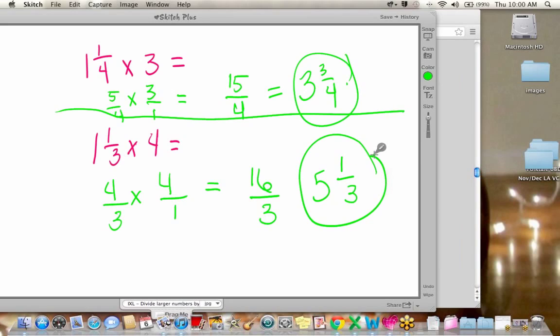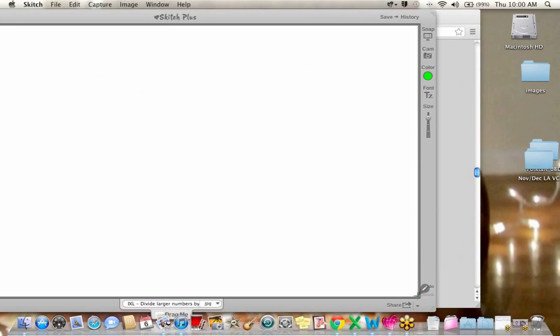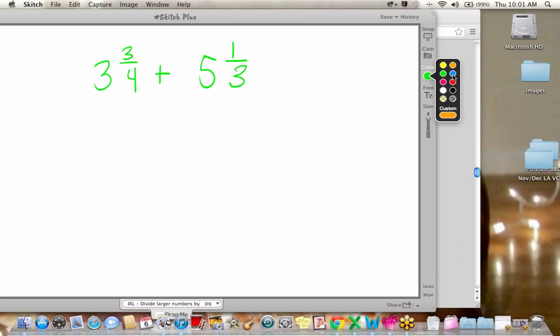So now I have to add up those two numbers. Okay, so now maybe I'll just rewrite it. So now I have 3 3/4 plus 5 1/3. I have a little bit of a problem. I'm not working with the same denominator. So when I'm adding, I have to change it. What's a common multiple of both 4 and 3? Go ahead, Kaylee. 12. Yeah. So let's change it into twelfths.